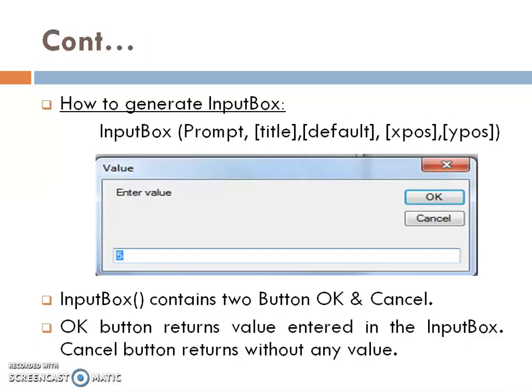Now how to generate input box? Now we write InputBox, then give the parameters one by one. First we write prompt, then comma title, then comma give default value, then give X and Y position value.